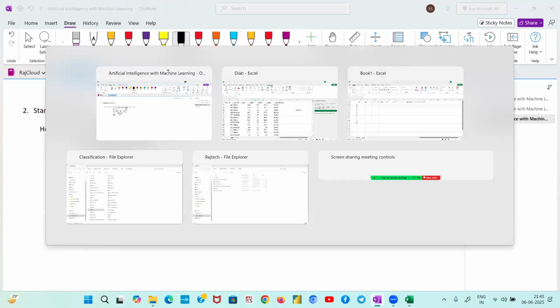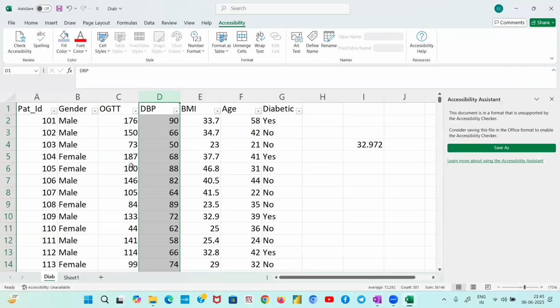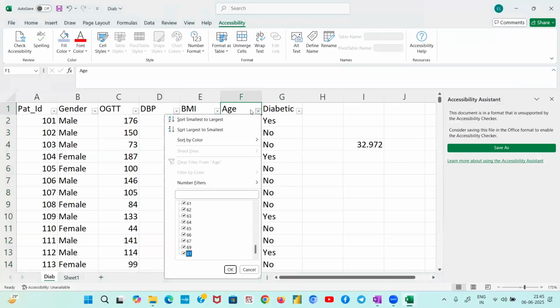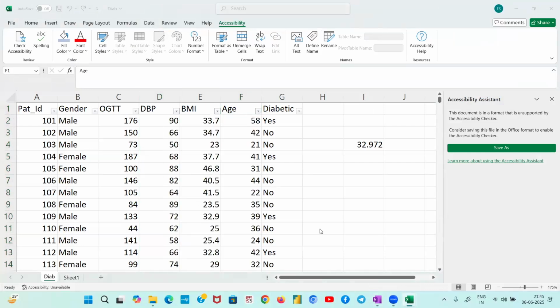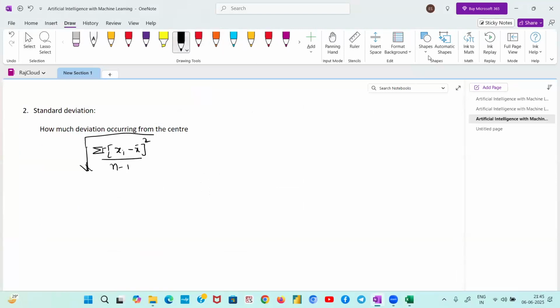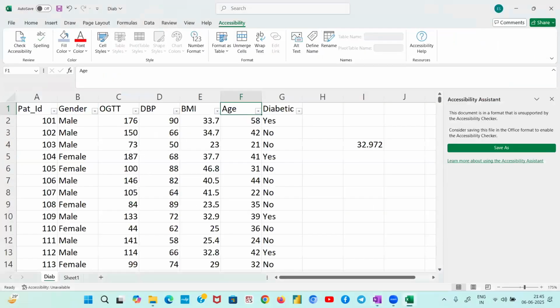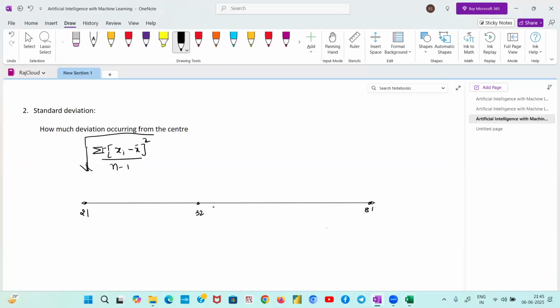So what it will do practically, if I take all the ages, what is our age range here? Started with 21 and ended with 81. So you are supposed to understand that from here to here, our data points have been plotted from 21 to 81, and the average is at 32 years. Okay, so if I calculate the standard deviation, what will it do?